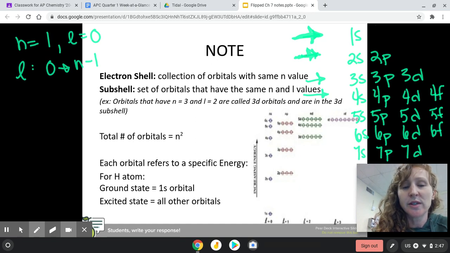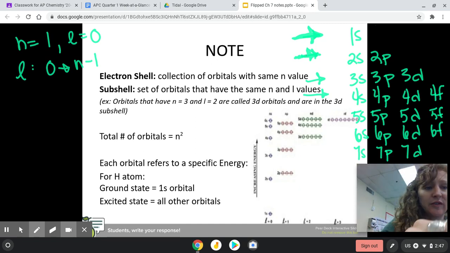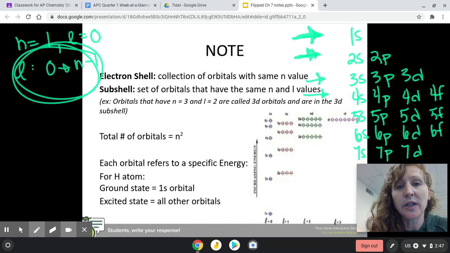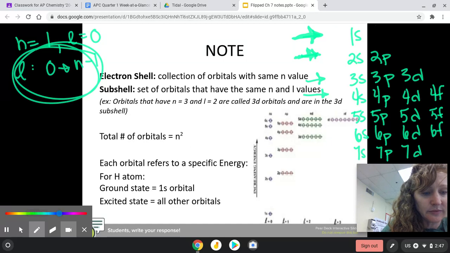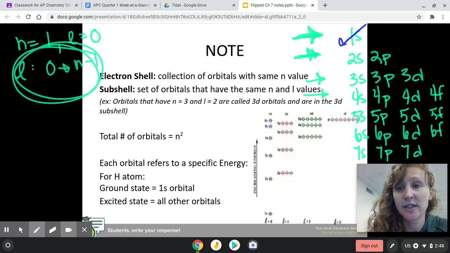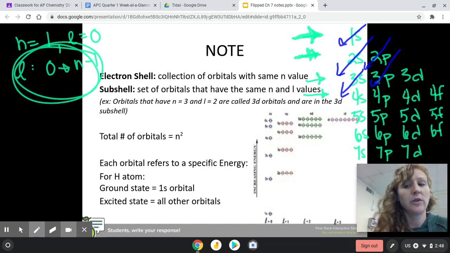The other thing you can do is if you just make it a triangle, then you've covered your bases and you don't even have to think about all of these little equations. Okay, so now what we're going to do is draw slashy lines through all of these. And that will give us our order of filling. So 1s fills first, then 2s, then 2p, then 3s, then 3p. And all of this we have predicted so far, right? Of course, 1s, 2s, 2p, 3s, 3p.